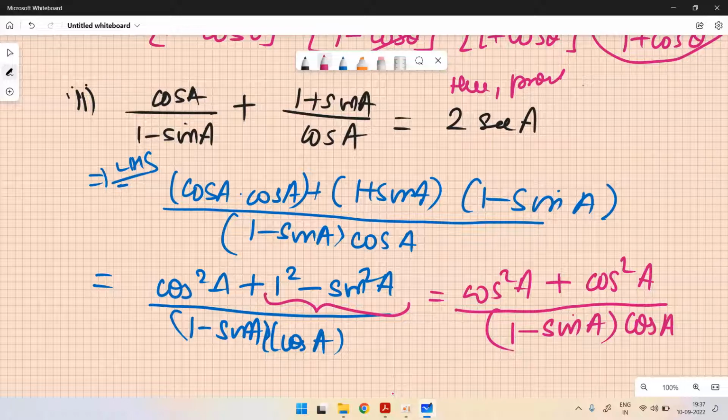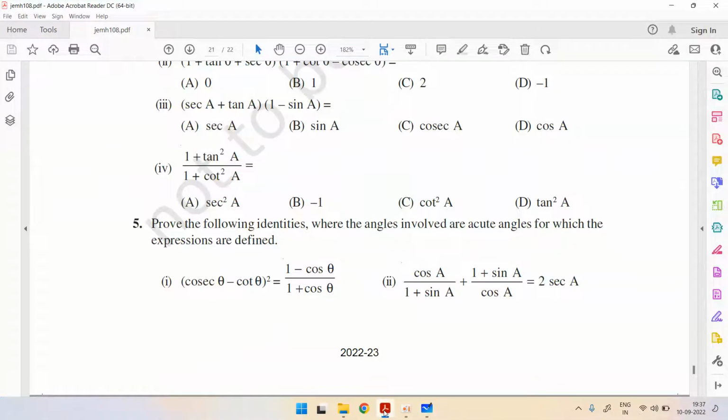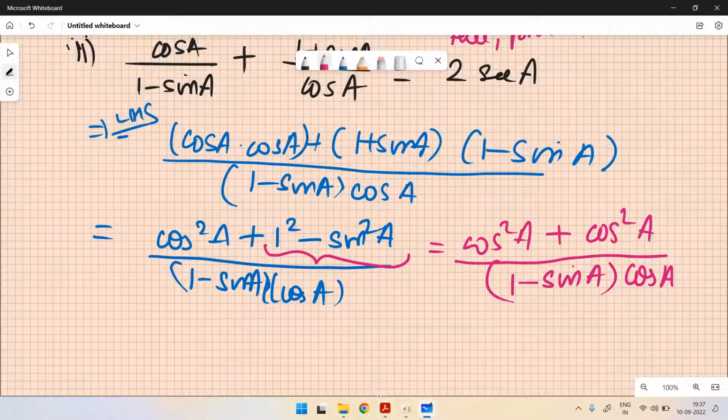So if you go like this, this is cos square A, 1 plus 1 minus sin square A. 1 minus sin square is cos square A and is cos square A only. So this is 1 minus sin. Okay, so this is 2 cosecant A. This is cosine beta.